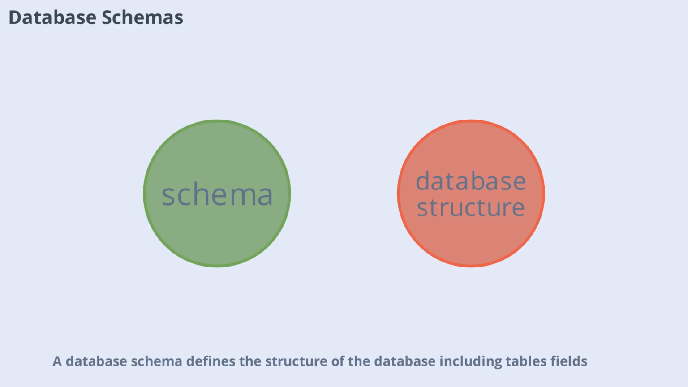A database schema defines the structure of the database, including tables, fields, relationships, and constraints. Think of it as a blueprint for how data is organized and connected. Schemas help ensure that data is stored consistently and can be easily understood by developers and users. Changes to the schema can impact how data is stored and accessed, so careful planning is essential.